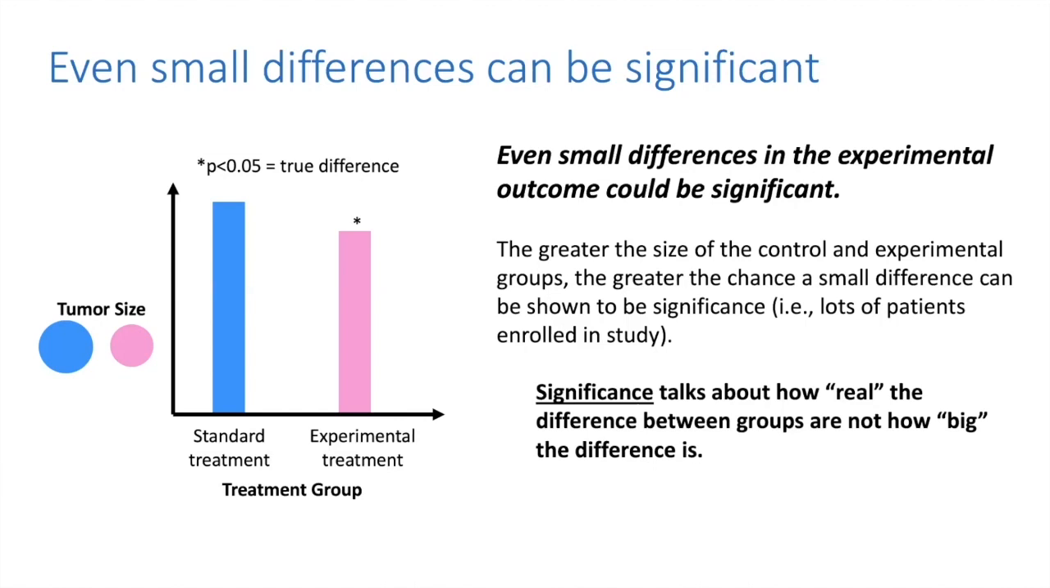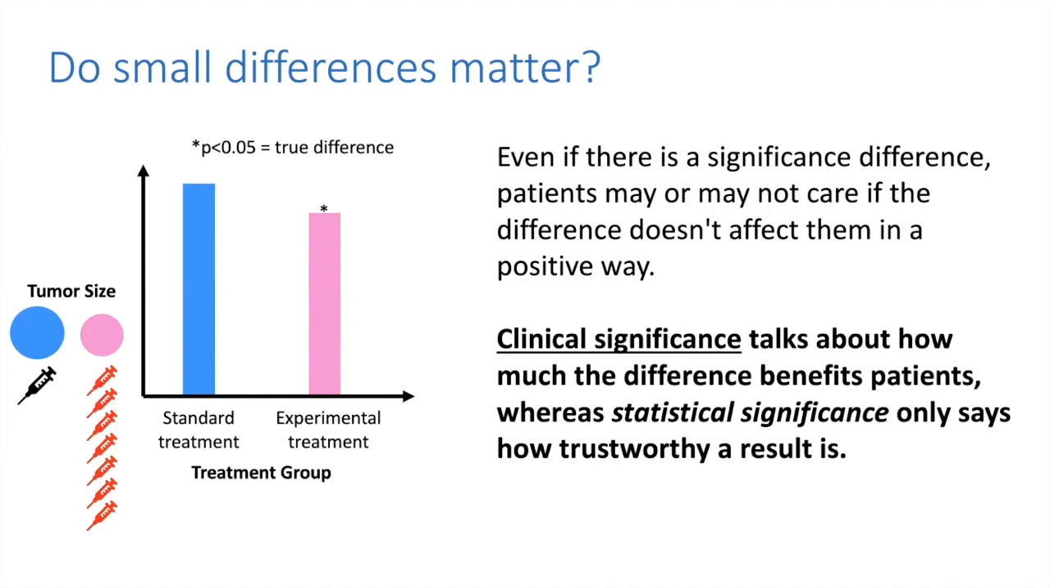Differences can be significant even if the differences are small. As you can see here, the tumor size in the experimental treatment group is less than the tumor size of the standard treated group. There is a difference, and researchers are indicating that this difference, even though small, is statistically significant. The greater the size of the control and experimental groups, the greater the chance a small difference can be shown to be significant. For example, if there are a lot of patients enrolled in the study, this can help with the significance. Significance talks about how real the difference is between the groups and not how big the difference is. But do small differences matter?